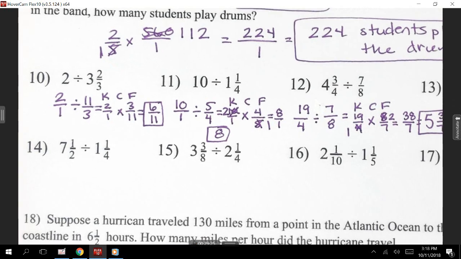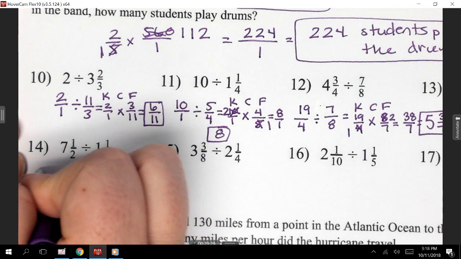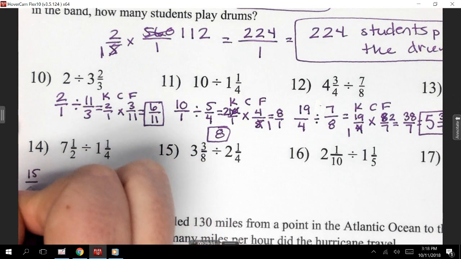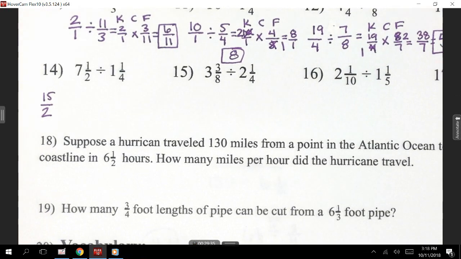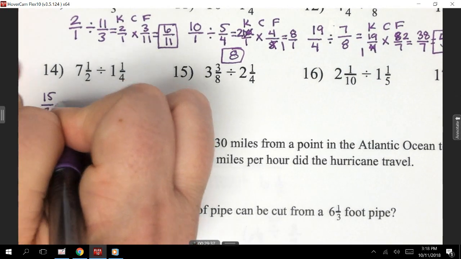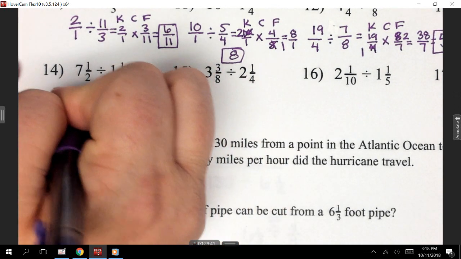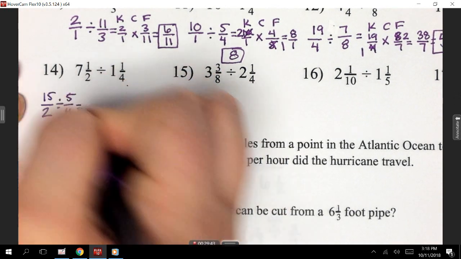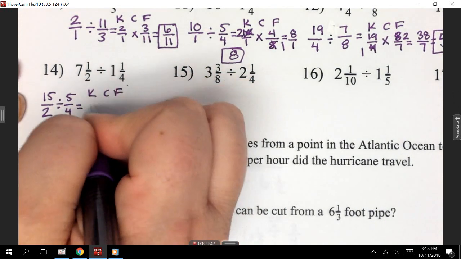All right, so making that improper, we're going to do 2 times 7 is 14 plus 1 is 15 over 2. And you can see I'm moving over this time because I ran out of some space up on the top. So I get 15 over 2 divided by 4 times 1 is 4 plus 1 is 5 over 4. Okay, so now we're going to do our keep, change, and flip.